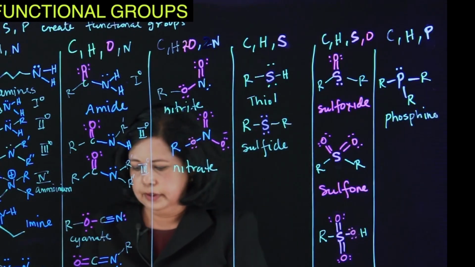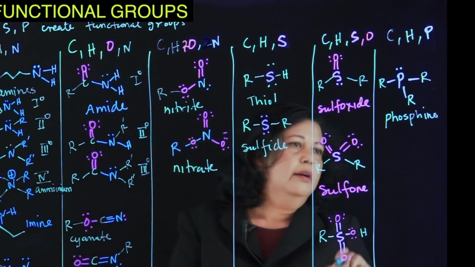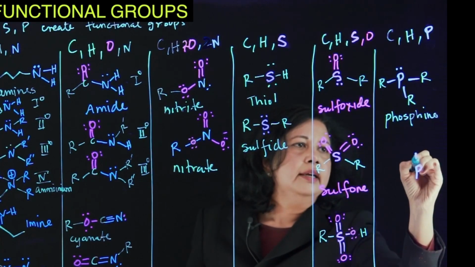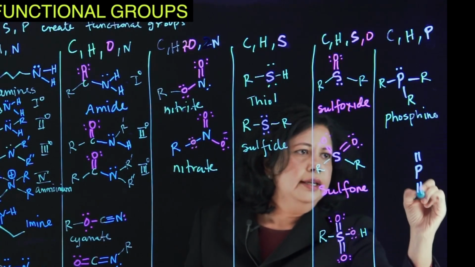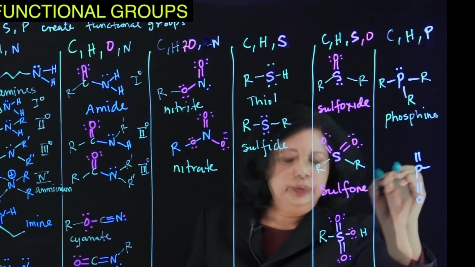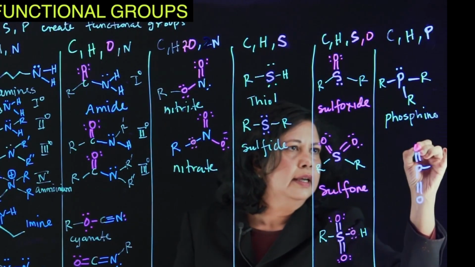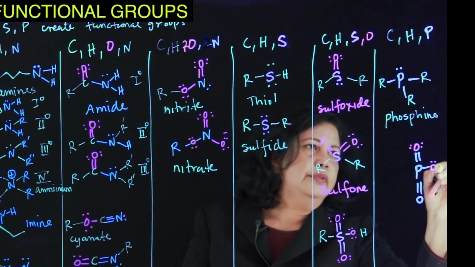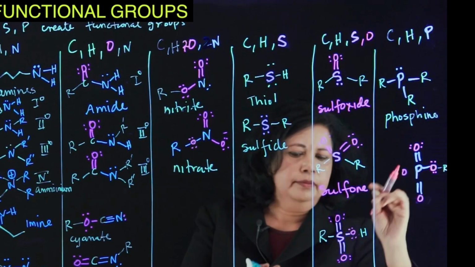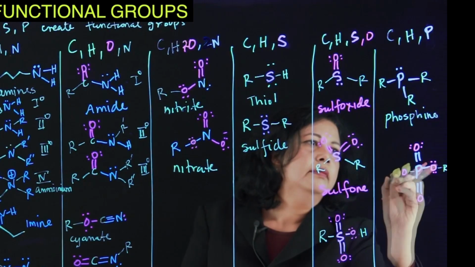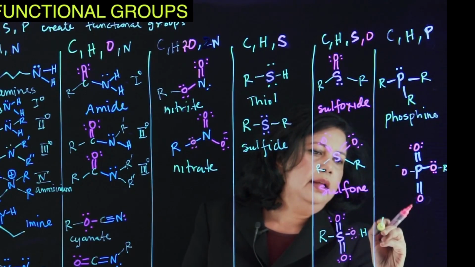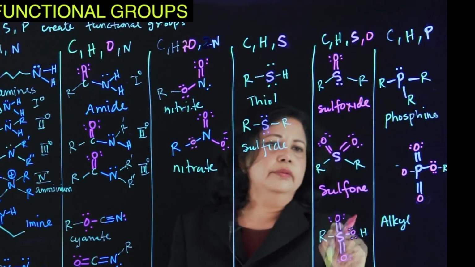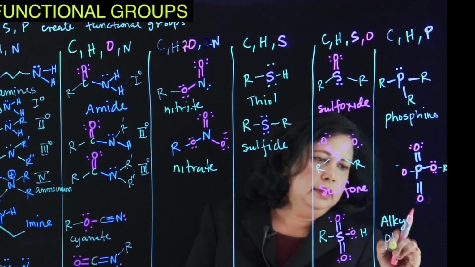And then you can have phosphonium, phosphate, all these things. And phosphates are also found in like your DNA. So you can have phosphates, alkyl phosphates. There should be an alkyl in front of all of these, alkyl phosphate.